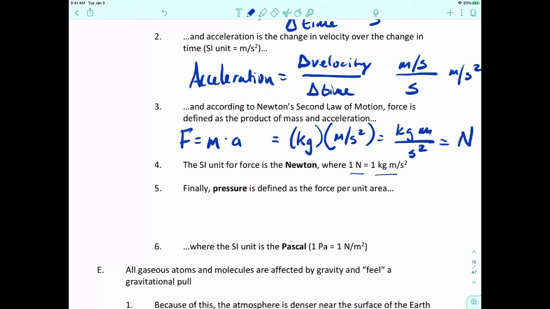Now, finally, pressure is defined as the force divided by the area, which force we measure with the Newton. Area is going to be meters squared. Now, 1 Newton per meter squared is the Pascal. So that's how we derive the Pascal. Now, are you going to have to go through this derivation on the exam? No. But this one's a cool one to show you where this unit's coming from.